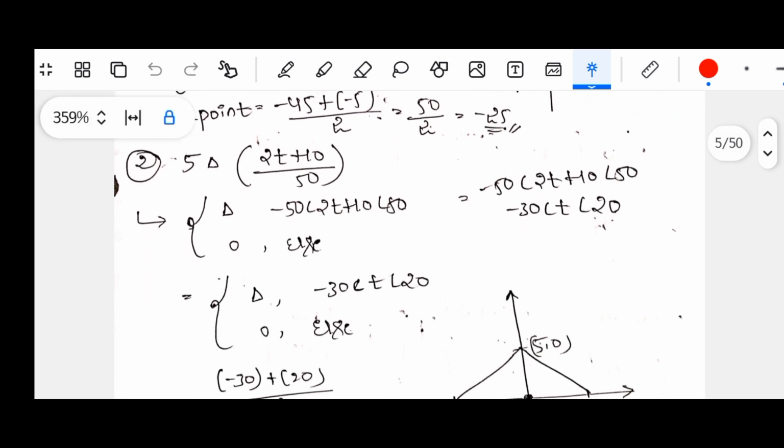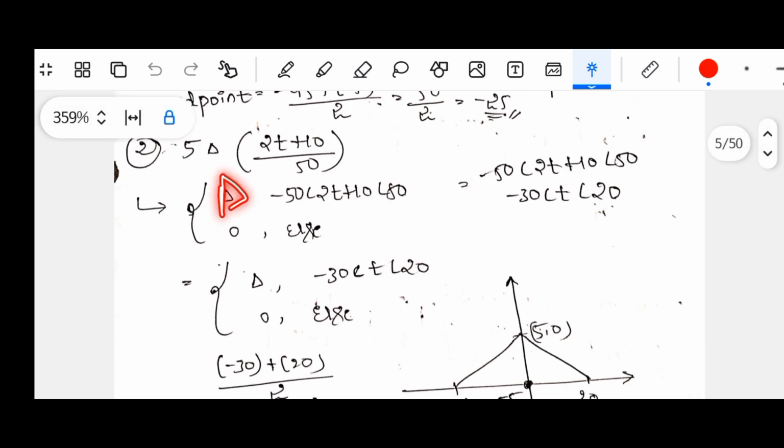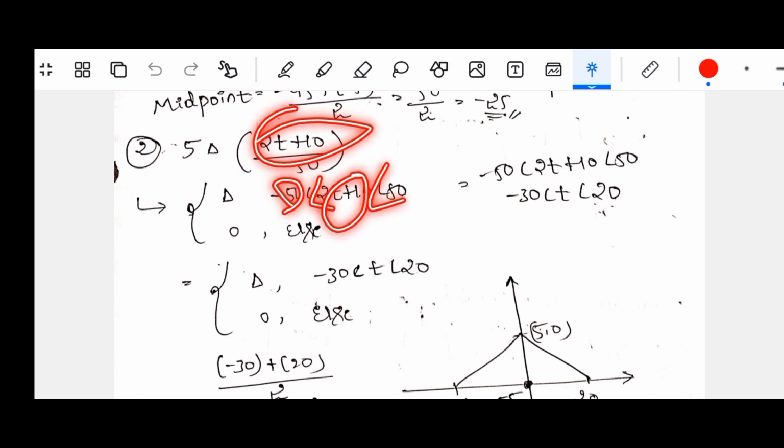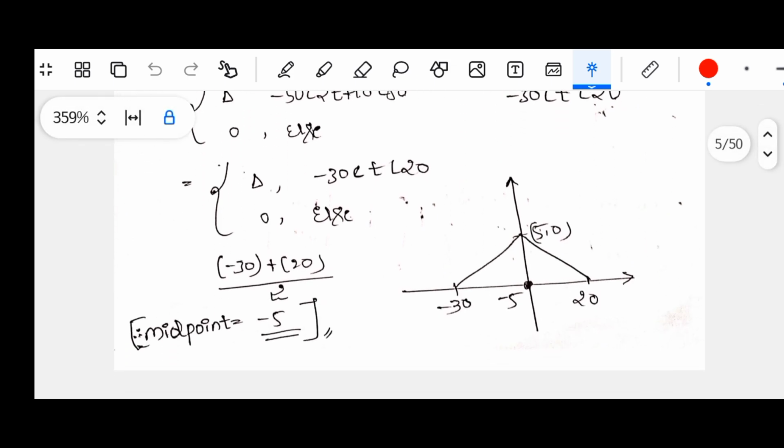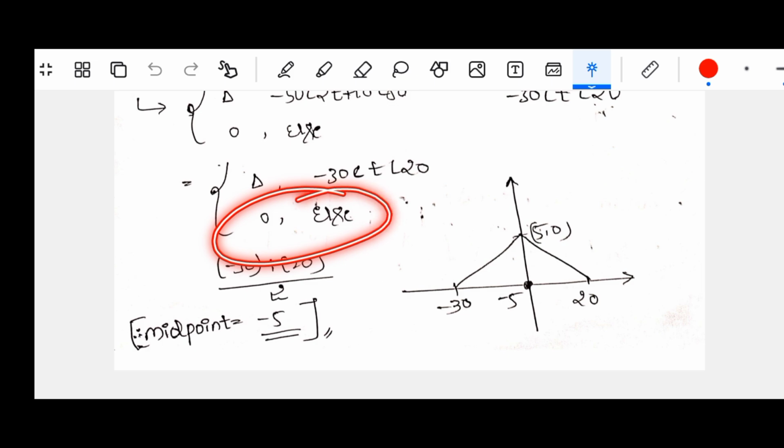Next one: 5 into triangle of (2t plus 10) by 50. This is the triangle: minus 50, denominator, less than numerator less than denominator, and 0 else. Solve this equation: minus 50 less than 2t plus 10 less than 50. You will get minus 30 less than t less than 20. So triangle of minus 30 less than t less than 20, and 0 else.